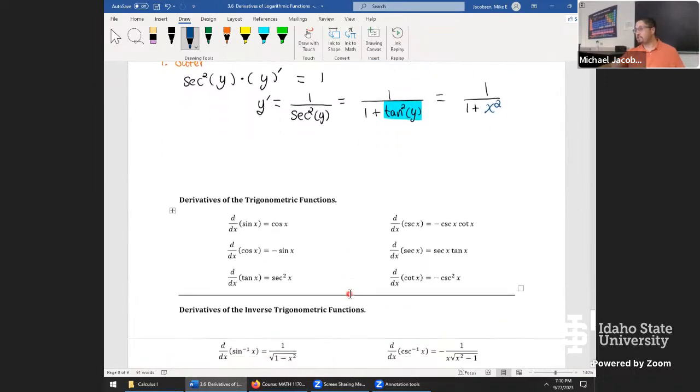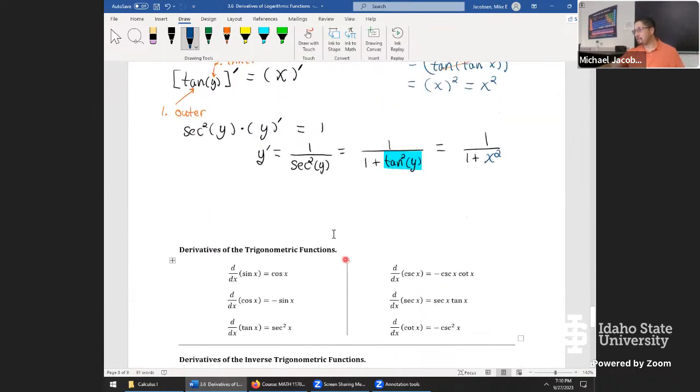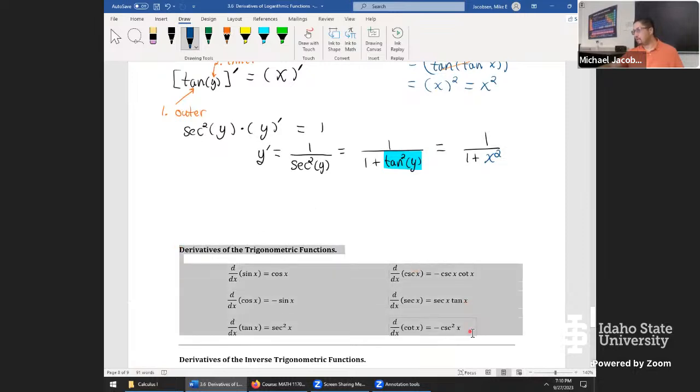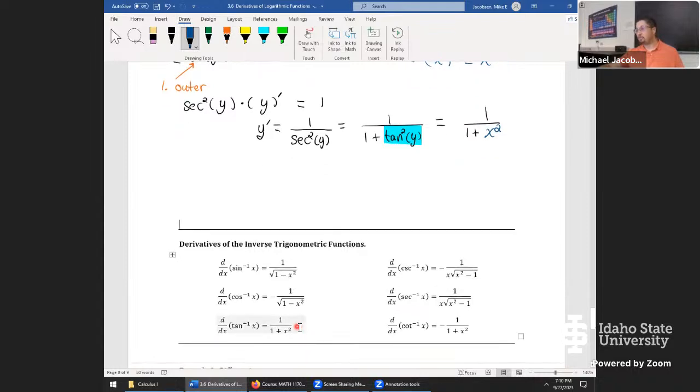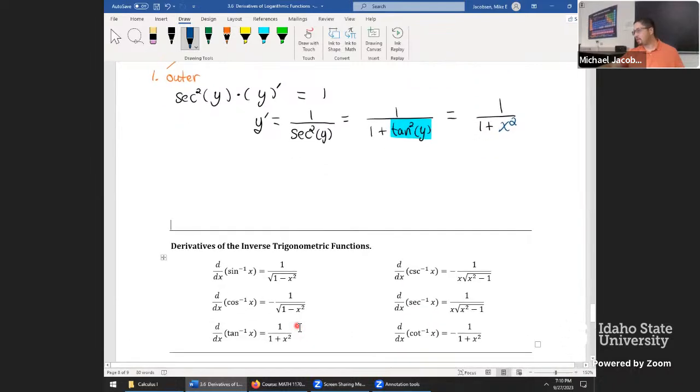And now if we go to the inverses, here's what the inverses look like. We calculated this one down below right here, 1 over 1 plus x squared.